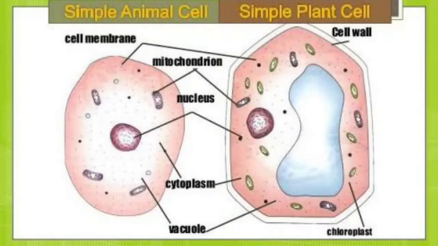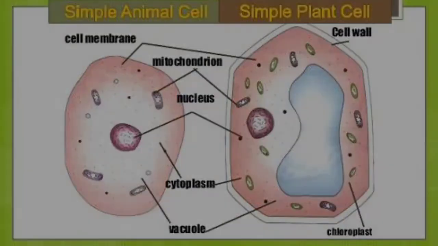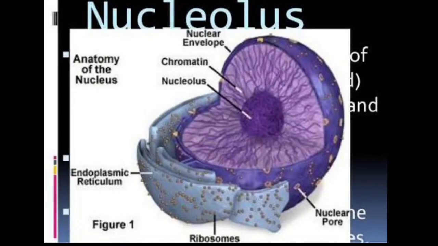Look at this picture. Nucleus is present in both of the cells. In a plant cell, the nucleus is present on the periphery or on any one side because of the water-filled large vacuole in the center. In an animal cell, the nucleus is located in the center. A small spherical body in the nucleus is called nucleolus.